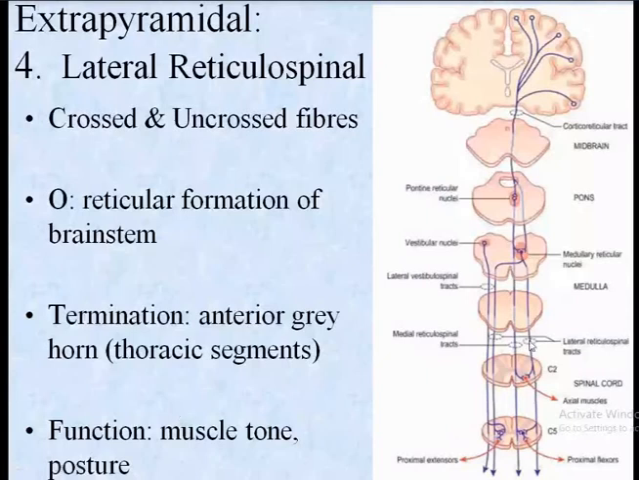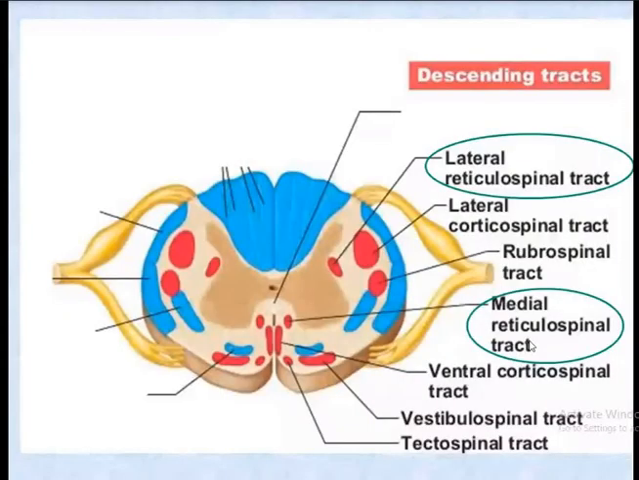This is again to look at the reticulospinal tracts within the transverse section of the spinal cord. Here we can see the lateral corticospinal tract, and in front of it the rubrospinal tract. Lateral to the ventral horn is the lateral reticulospinal tract, and medial to the ventral horn is the medial reticulospinal tract.